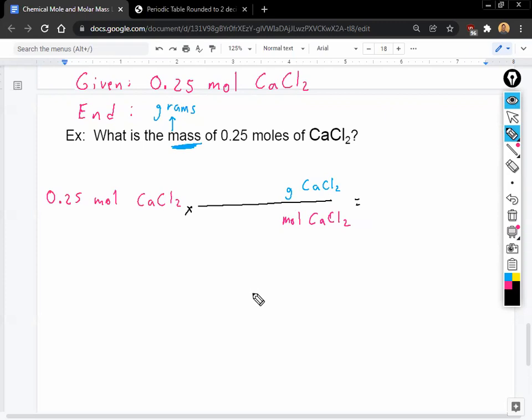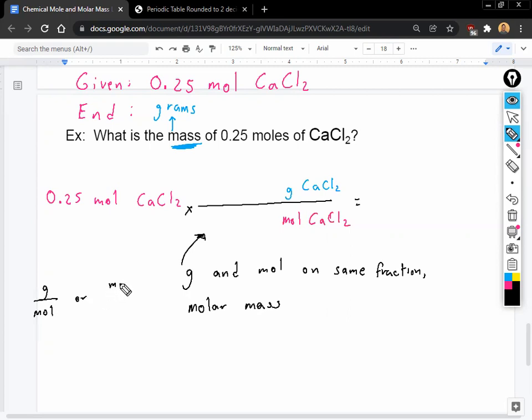So we're almost done. Now, if you guys notice, on this fraction, we have grams and moles, right? So I want you guys to write this down because it'll be very helpful for you throughout the entire year. If you guys ever see grams and moles on the same fraction, you are going to get your number from the molar mass. Okay, so if your fraction has grams on the top, moles on the bottom, or moles on the top, grams on the bottom, you are going to get the numbers from the molar mass.